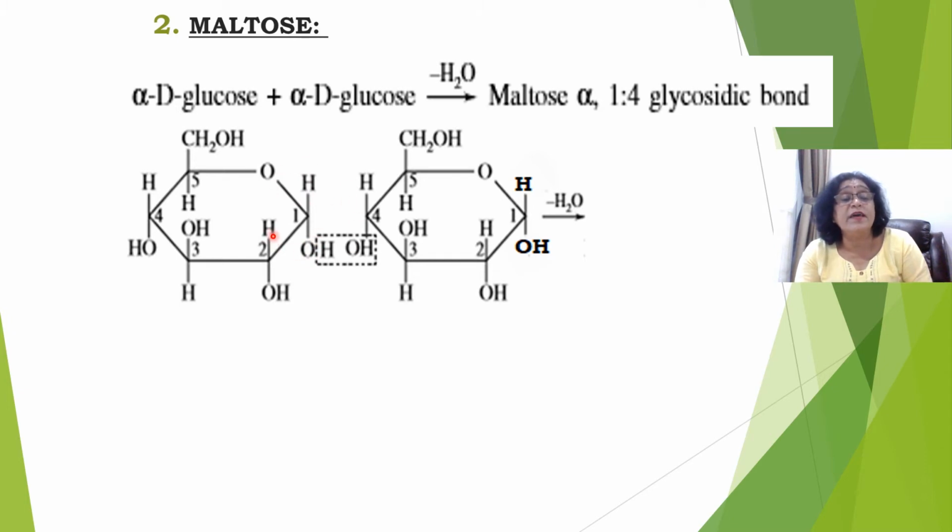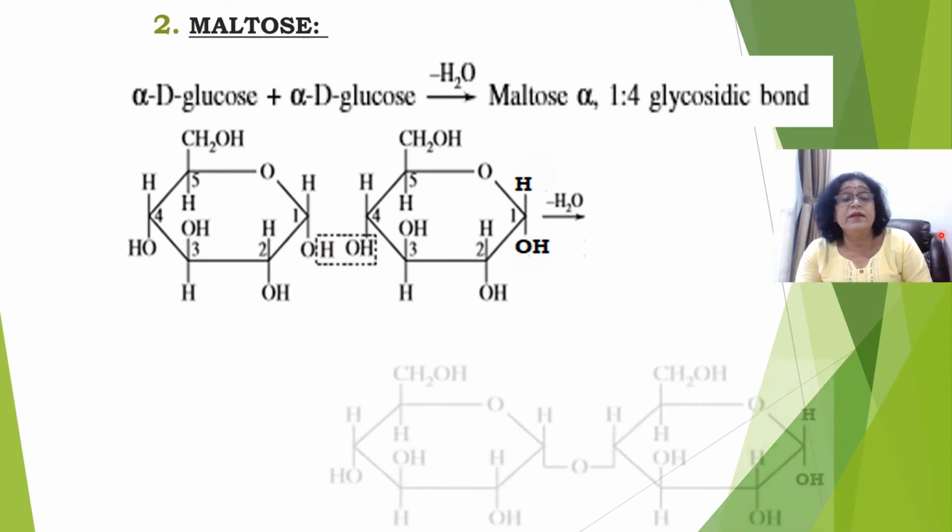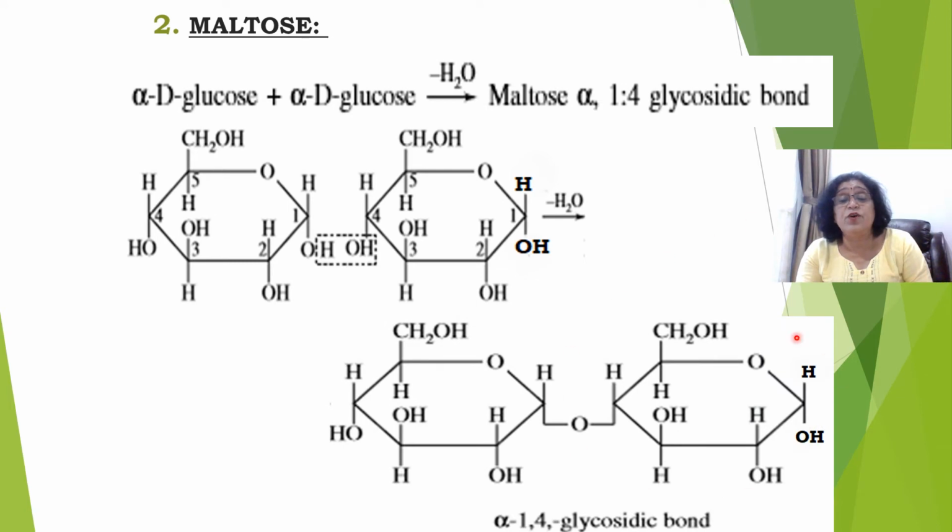Then second carbon is having H on the top, OH below. Third carbon is having OH on the top, H below. Fourth carbon is having H on the top, OH below. Fifth carbon is forming a hemiacetal group. And the sixth carbon here is CH2OH. So when the two alpha D glucose come together, then C1 of the first molecule of glucose and C4 of the second molecule of glucose interact, water is given out and maltose is formed.